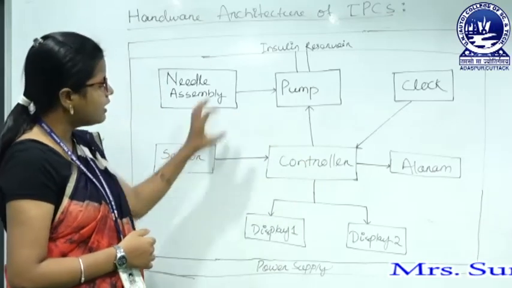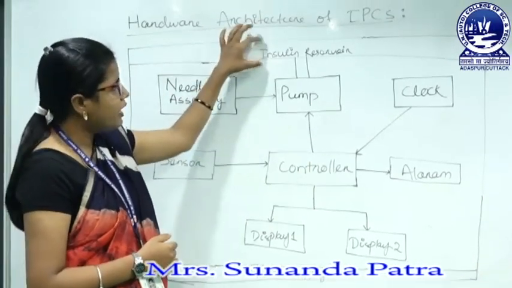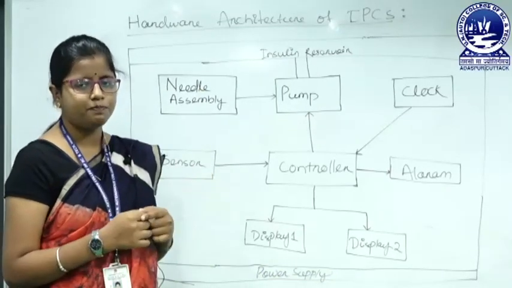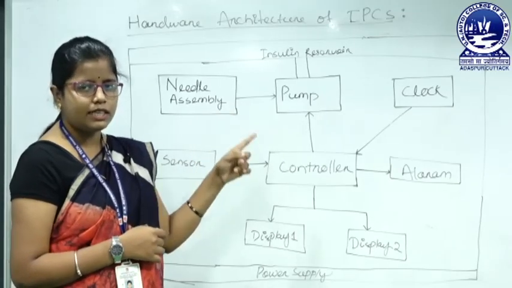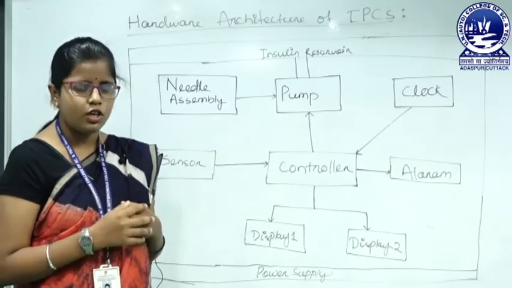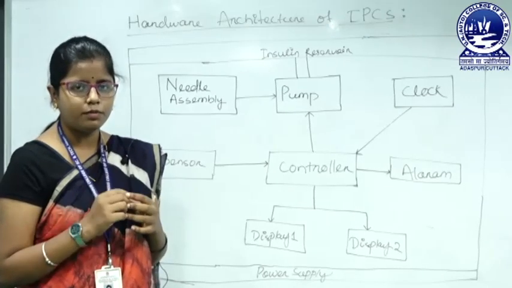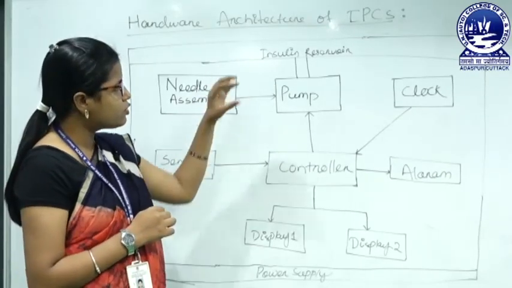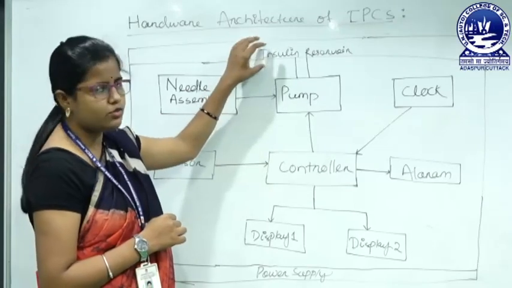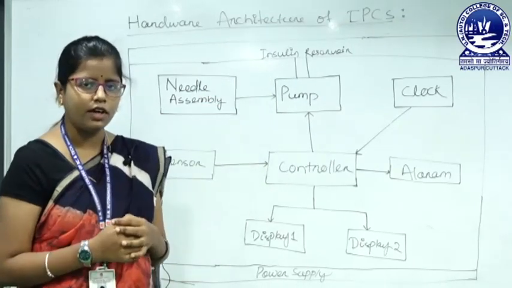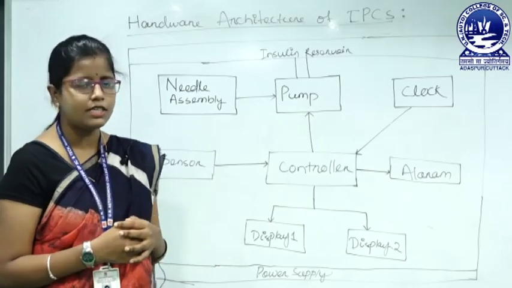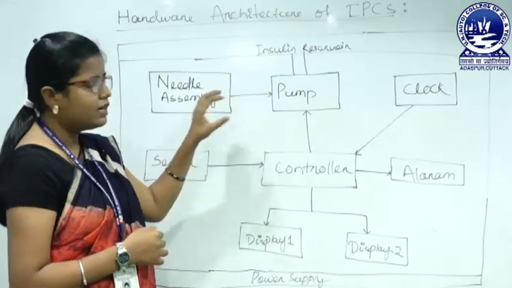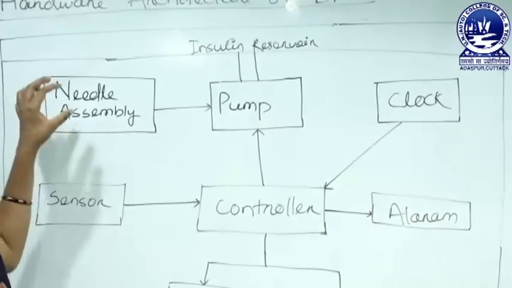And apart from that, there is the insulin reservoir. So, why do we need an insulin reservoir? Because the patient is using this embedded system on a regular basis, some amount of insulin should be kept in stock in the insulin reservoir. So, whenever the patient requires, or whenever the blood sugar level changes, that much insulin comes into the pump, and then the pump delivers that insulin to the patient's body through the needle.